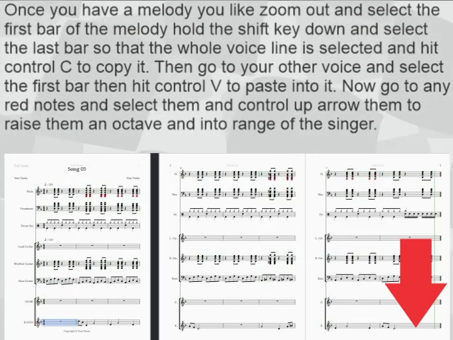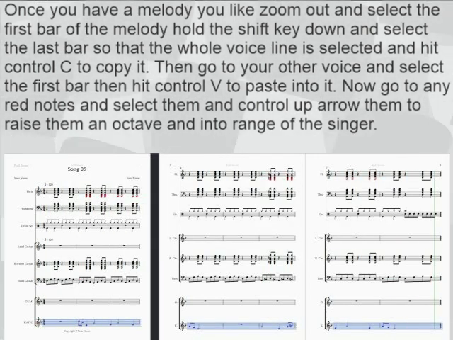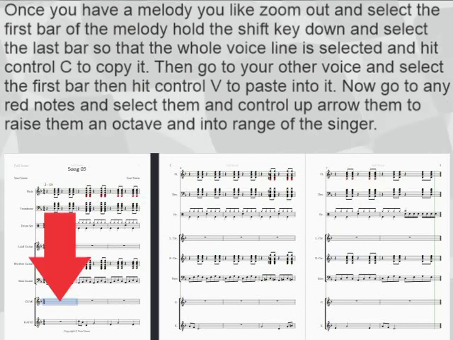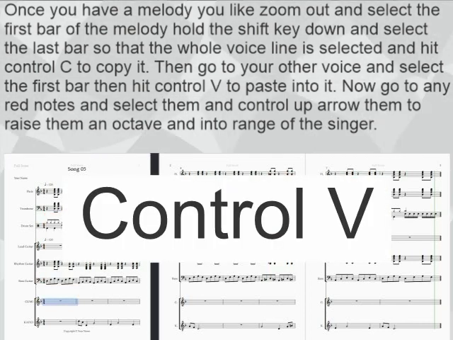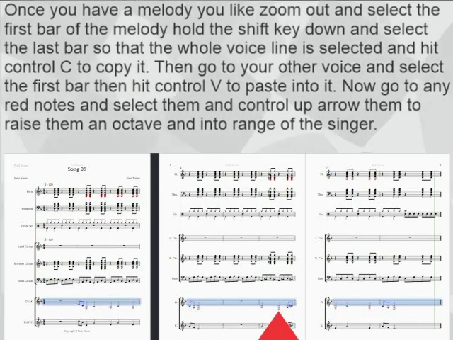Hold the shift key down and select the last bar so that the whole voice line is selected and hit Control C to copy it. Then go over to your other voice and select the first bar and hit Control V to paste into it. Now go to any red notes and select them and Control up arrow them to raise them an octave and into the range of the singer.